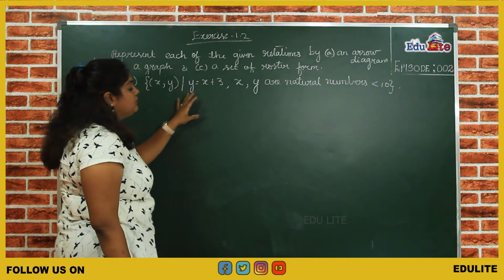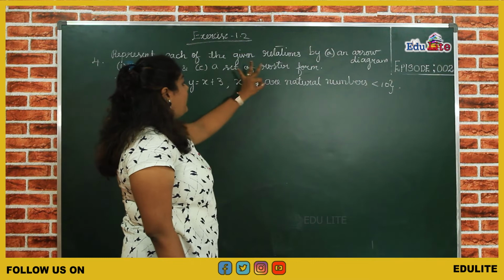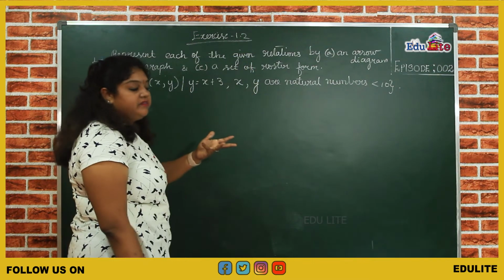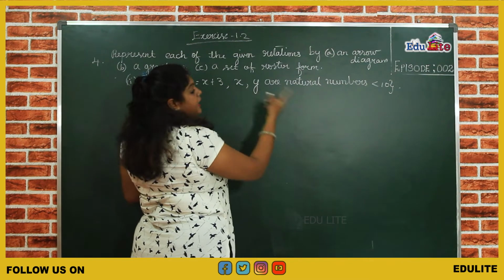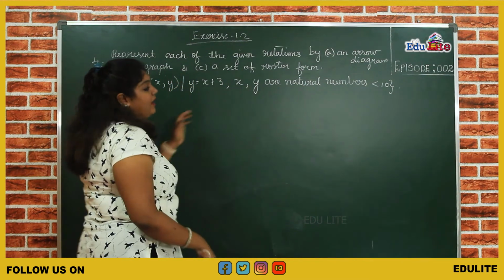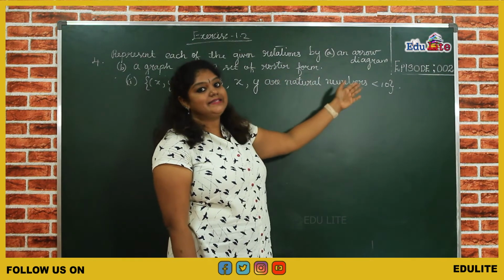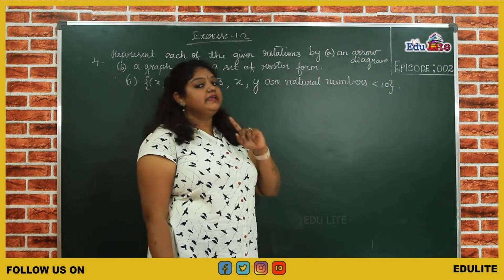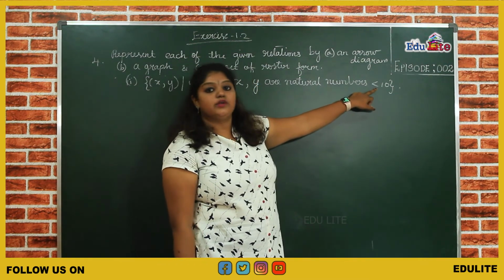Now we are going to represent this relation in arrow diagram, graph and roster form, as we did in the previous subdivision. Here x and y values are not directly given. In order to find the values of x and y, we are given a hint. The hint is that x and y are natural numbers less than 10. We all know that natural numbers start with 1, and less than 10 means 10 is not included.